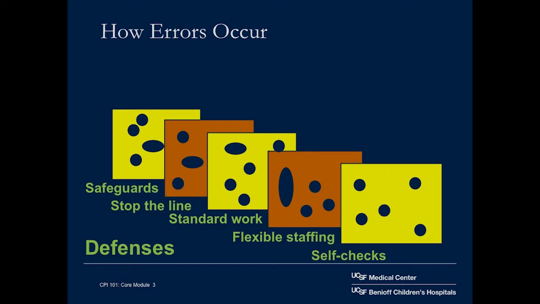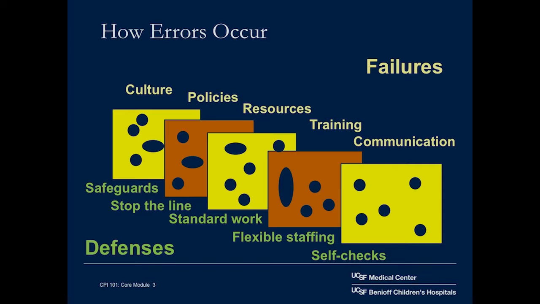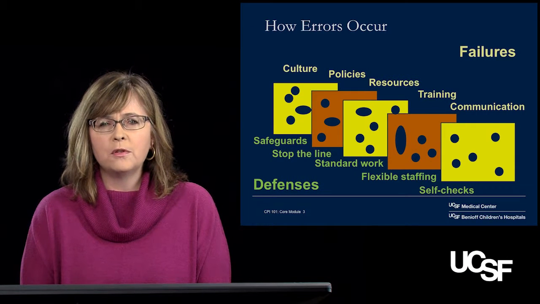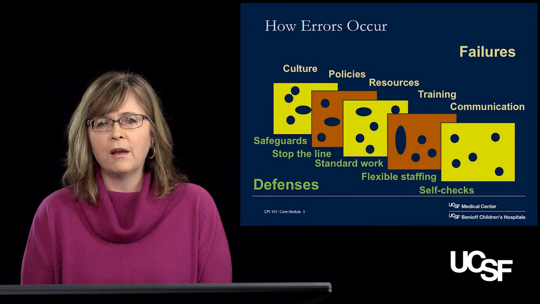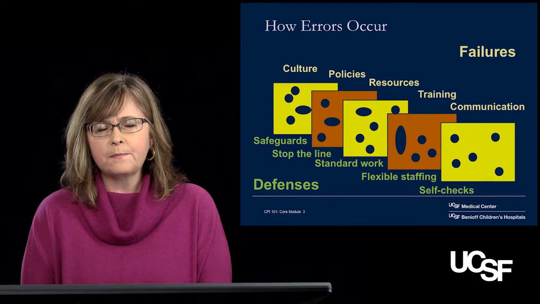In a healthcare system, the kinds of defects that we might see would be failures in the kind of culture that we have, the policies that we've written, the resources that we are or are not providing to our staff, breakdowns in training and communication. These can all create multiple holes in our carefully designed layers of defense.